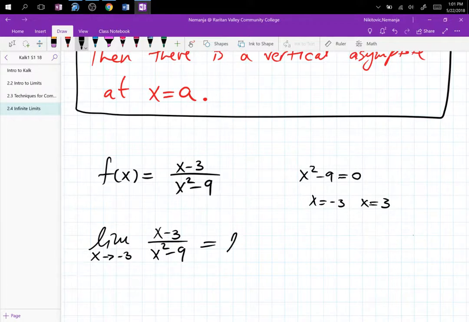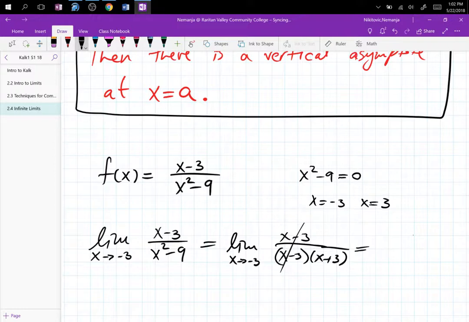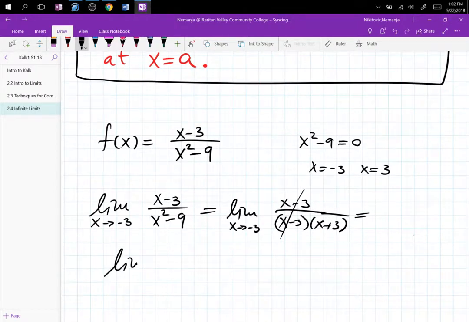Factor, thank you very much. So, limit as x goes to negative 3, and I have (x minus 3) divided by (x minus 3)(x plus 3). All right. x minus 3 cancels. I still have a limit as x goes to negative 3 of 1 over x plus 3.